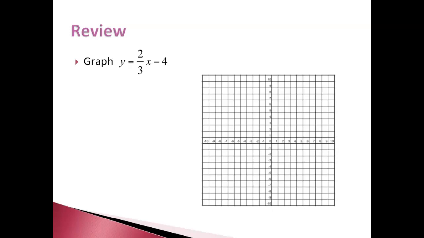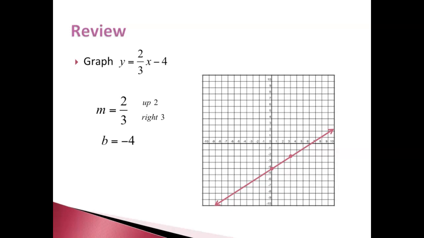So let's go ahead and graph this. We start by determining what the slope is, which is 2/3, and that tells us that we're going to go up 2 and to the right 3. The y-intercept is -4. So I'm going to start at -4 on the y-axis, and then I'm going to go up 2 and to the right 3. And then I can draw a line through those 2 points.